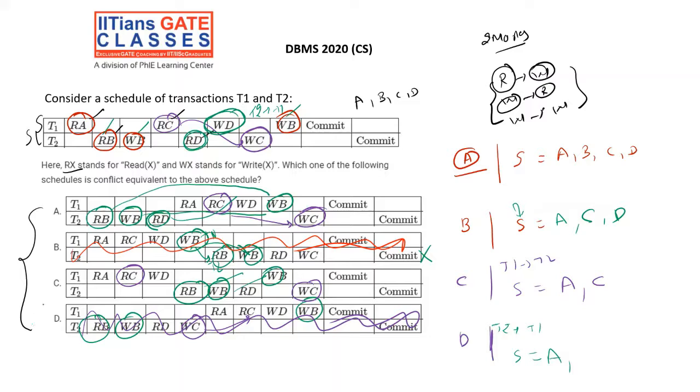And check with the C operation. WD is first, then RD, which is opposite to schedule S. So B is not possible, C is not possible. This is also gone. So which schedule is common? A is here, A is here, A is here, A is here, right? So in all of the A, B, C, D data items, the A schedule is common. So the answer is A. Yes, this A schedule is conflict equivalent to schedule S, right?